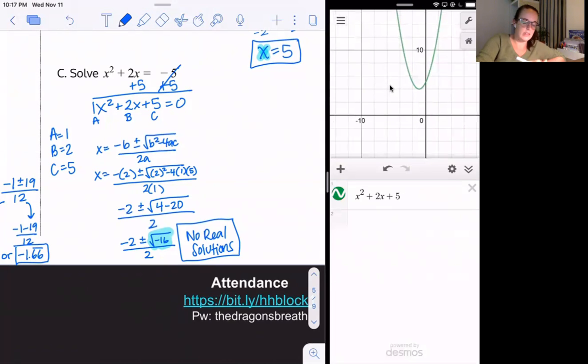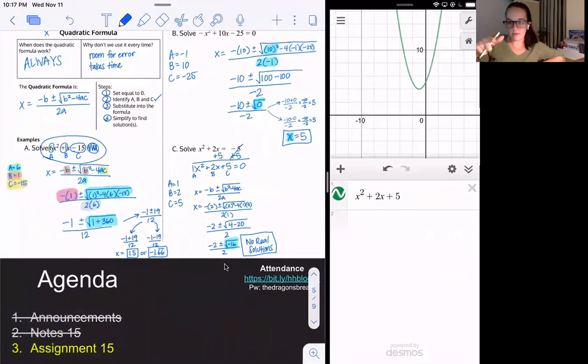But notice it does not cross the x-axis. So it doesn't have any real solutions. It has imaginary solutions, 2 of them. But again, we're not going to talk about that today. So if you see that it doesn't cross, that is no real solution. So that is the quadratic formula.